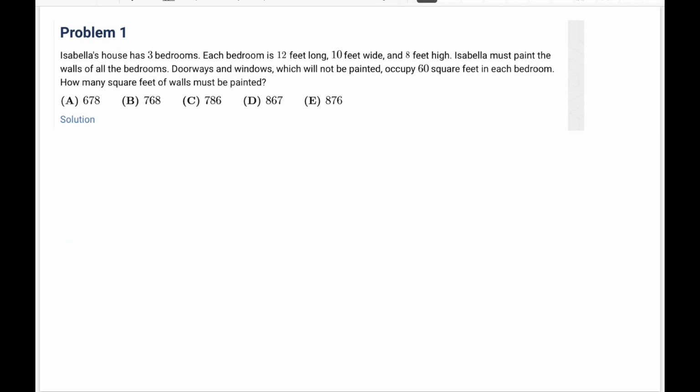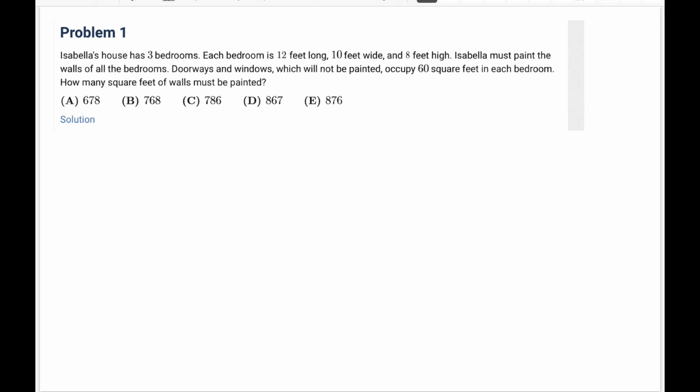Problem 1. Isabella's house has 3 bedrooms. Each bedroom is 12 feet long, 10 feet wide, and 8 feet high. Isabella must paint the walls of all the bedrooms. Doorways and windows, which will not be painted, occupy 60 square feet in each bedroom. How many square feet of walls must be painted?